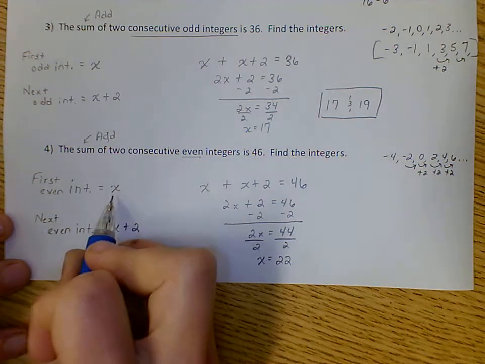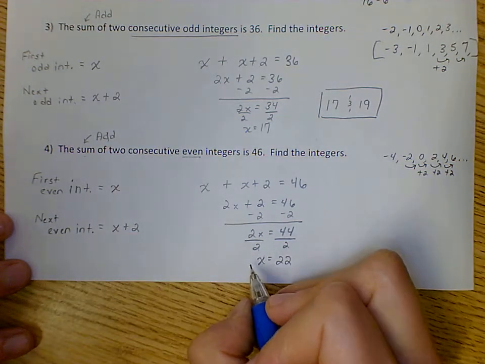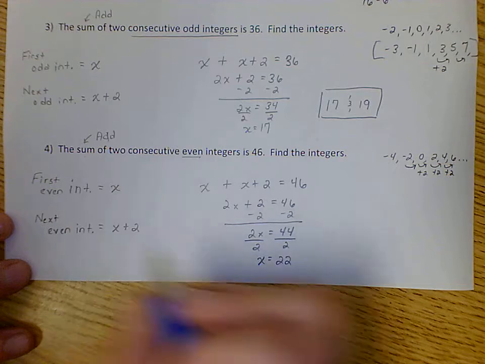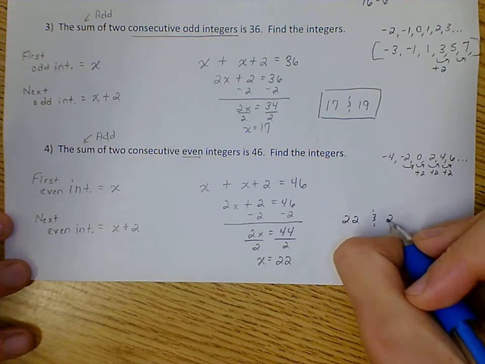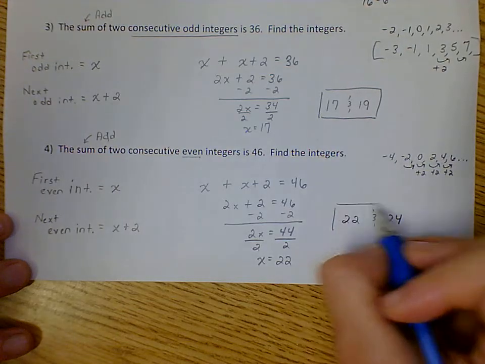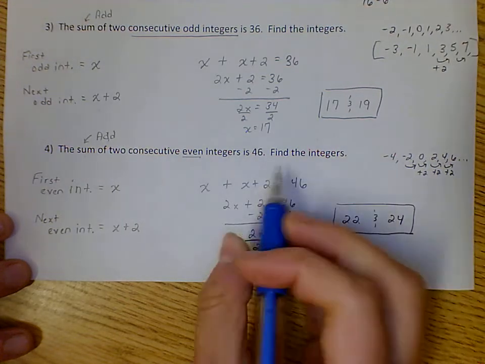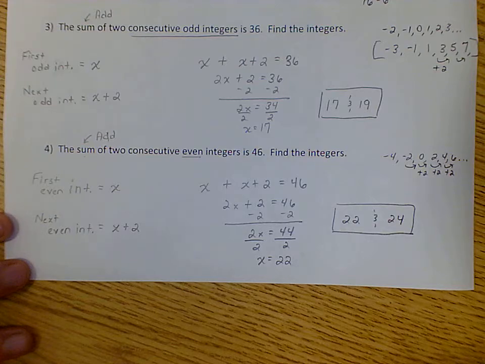And so when I go over here, I know that's my first even integer. And so to find the next one, I have to add 2. So 22 is the first one, and then 24 would be the next one. And you can check it. If you add those up, it should equal 46, and it does. So we're done.